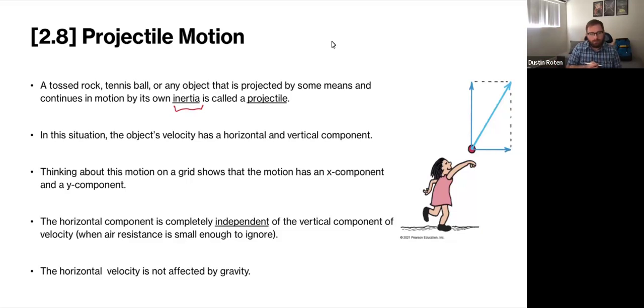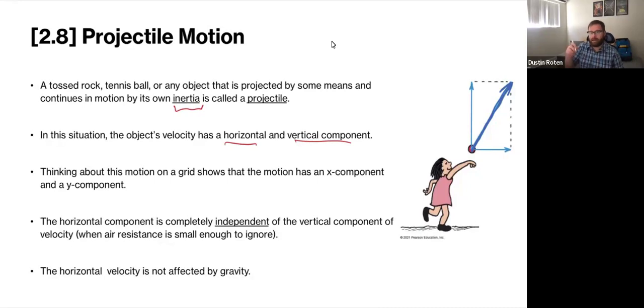So in a situation where we have a projectile, the object's velocity has a horizontal and a vertical component. Okay, and you can see that over here in this drawing of this girl throwing this ball. So you can see this main vector is pointing where she's throwing it. So the length identifies the speed, by how hard she's throwing it. And then the direction shows where the ball's going. So this is a vector quantity.